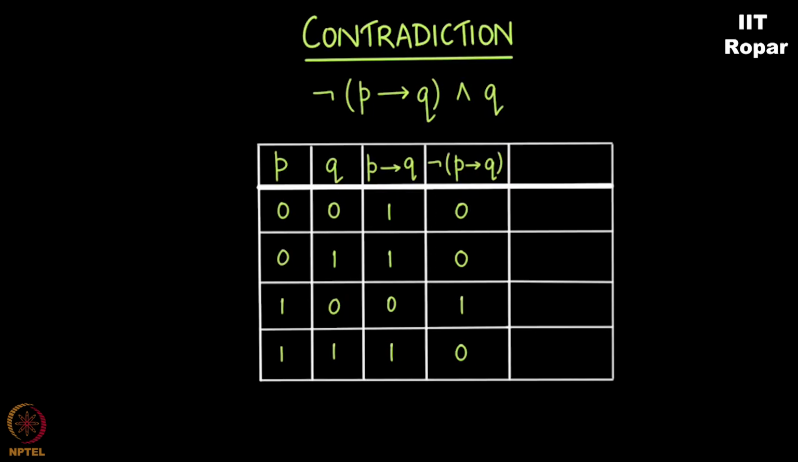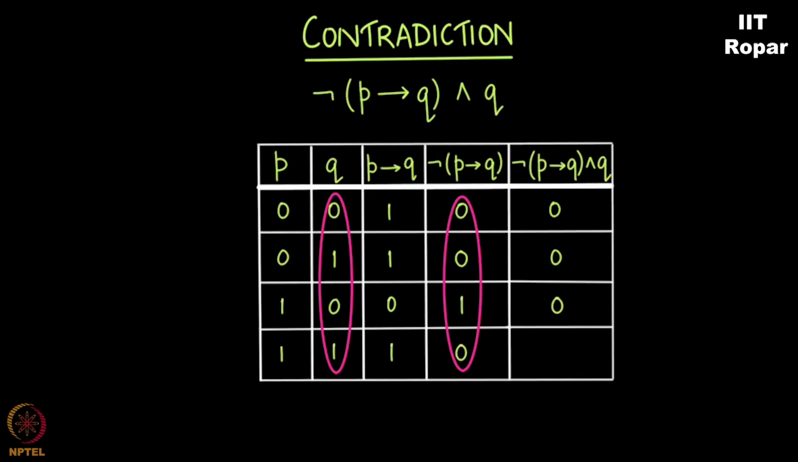Right? And then this column and Q will simply be 0 and 0 is 0, 1 and 0 is 0, 0 and 1 is 0, 1 and 0 is 0, and hence the column corresponding to your expression, not of (P implies Q) and Q, happens to be all zeros, and hence a contradiction.